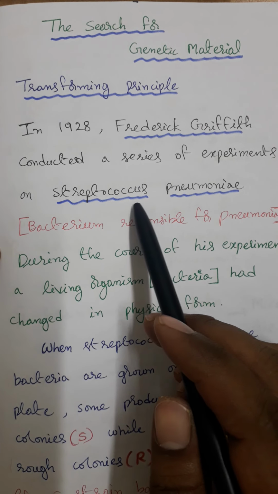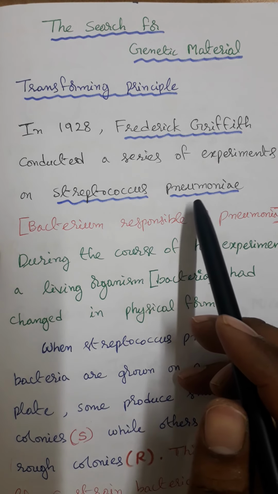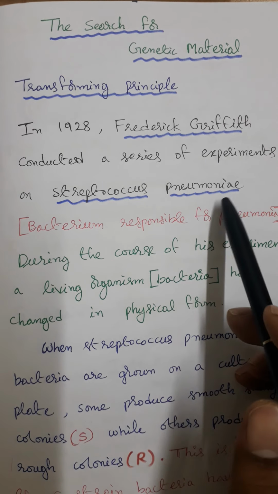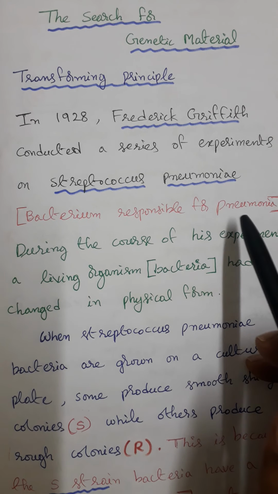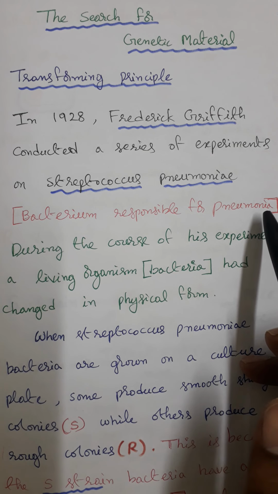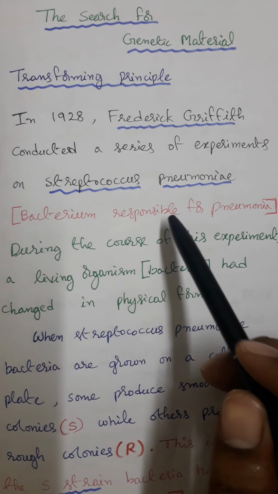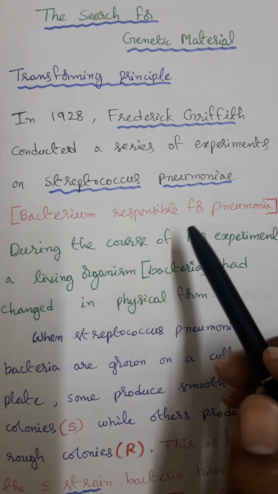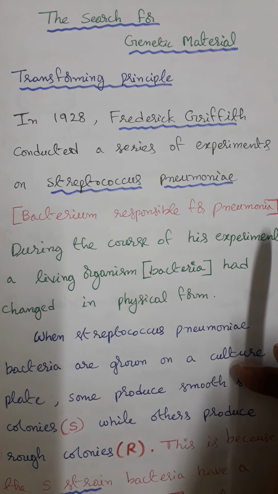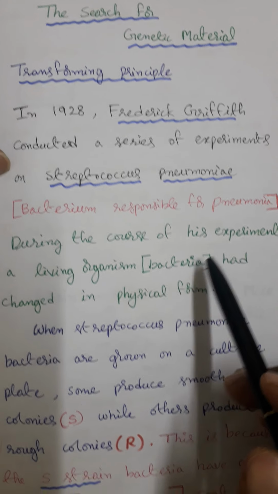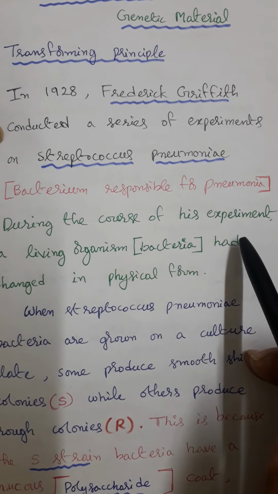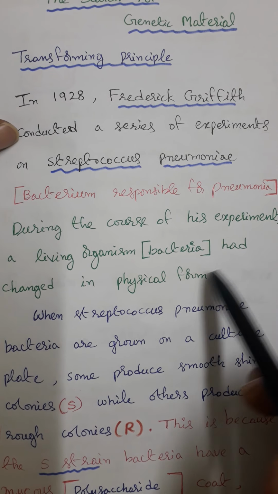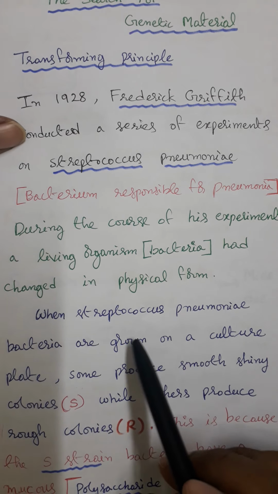Okay, what is the name of the bacterium? Streptococcus pneumoniae. Prokaryotic organisms. Bacterium responsible for pneumonia disease. The Streptococcus pneumoniae bacteria causes pneumonia disease in organisms. During the course of his experiments, the living bacteria had changed in physical form.